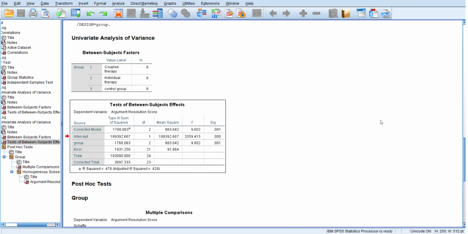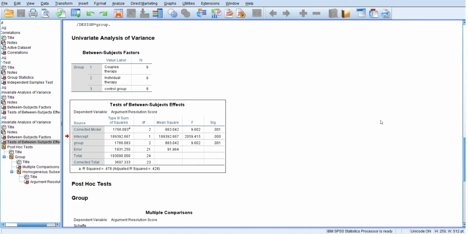Okay, everyone, so this video is going to show you where to find and how to write your results for your ANOVAs. What we're looking at here, we just ran an ANOVA, and we are looking at differences.